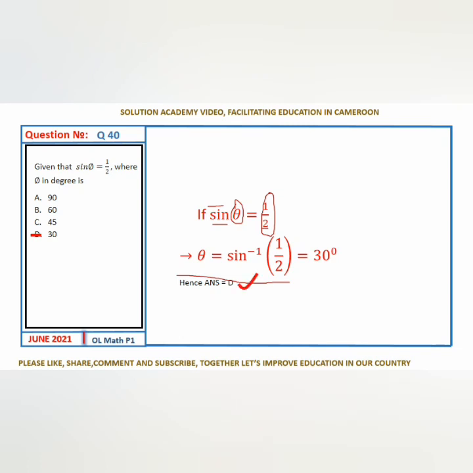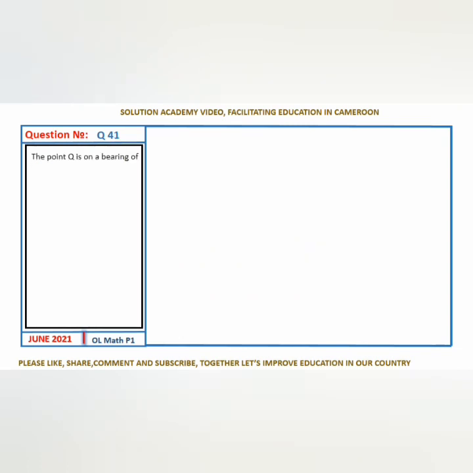Question number 41. The point Q is on a bearing of 050 degrees from the point P. The bearing of the point P from the point Q is... Now you have to know that generally we always represent bearings in three digits. So if the bearing is 50 degrees, we represent it in bearing notation as 050 degrees. So take note, because there are other questions like this. The question says the bearing of Q from P is 50 degrees.